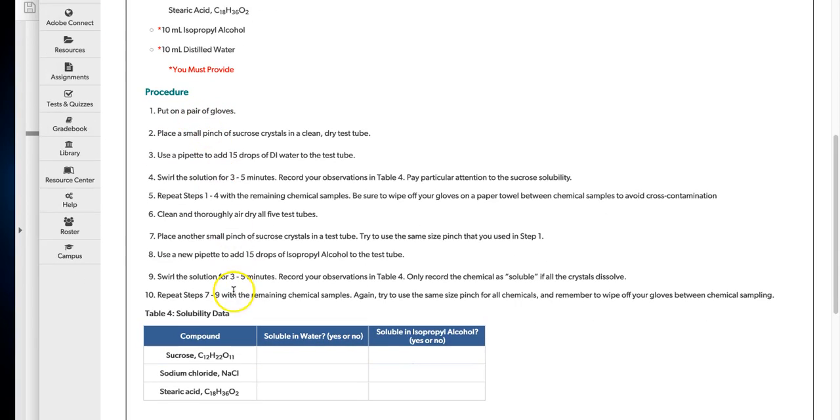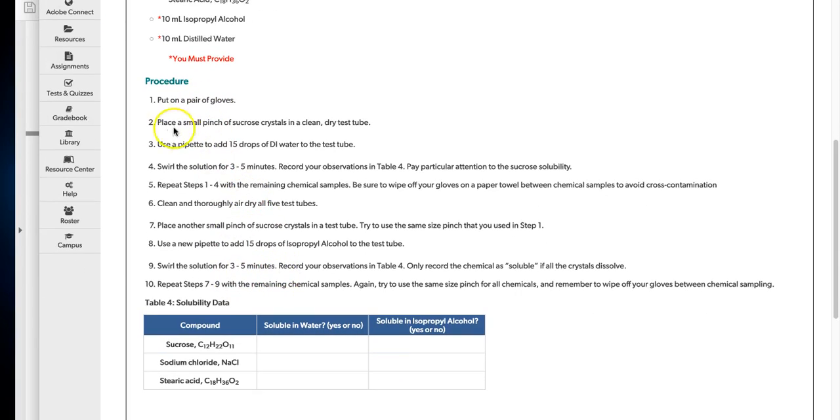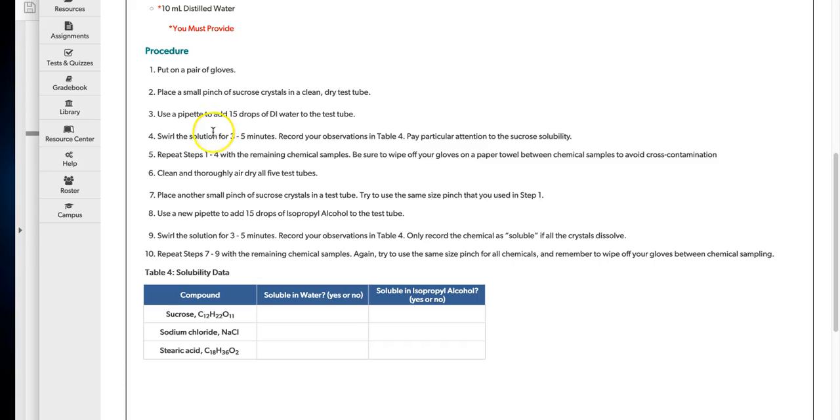Again, I'm going to let you read through this. Basically, you're going to get 3 test tubes. You're going to put a small pinch, just with your fingers, of sucrose in one of them. Add 15 drops of distilled water, not tap water, but your distilled water. Swirl for 3 to 5 minutes and write down in this table whether it dissolved.